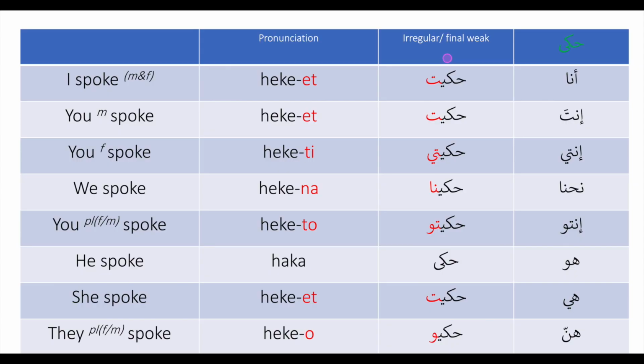And now let's move to our final weak verbs, or final irregular verbs in Levantine Arabic. How do we distinguish a final weak verb? A final weak verb is every verb that ends with an a sound. If you don't know how to write it, how to spell it, pay attention to the pronunciation. It's every verb that ends with an a, like apple. So haka ends with an a, so that means it's a final weak.